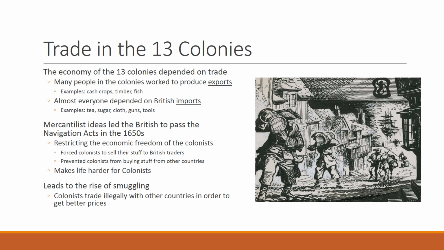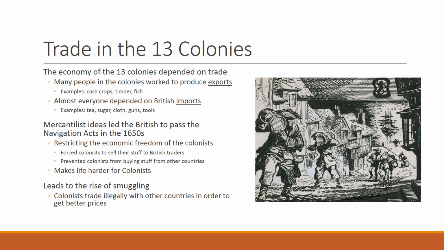And the main thing that happened with the Navigation Acts was they restricted the economic freedom of the colonists. And the two big things here is they basically forced the colonists to sell the stuff they make to British traders, who then take it back to England. And they prevent colonists from buying stuff from other countries. So there were other countries that could bring sugar and cloth and tea to the colonies. But because of the navigation laws, it was illegal to buy this stuff. They were only allowed to buy sugar and tea and cloth and guns from British merchants.